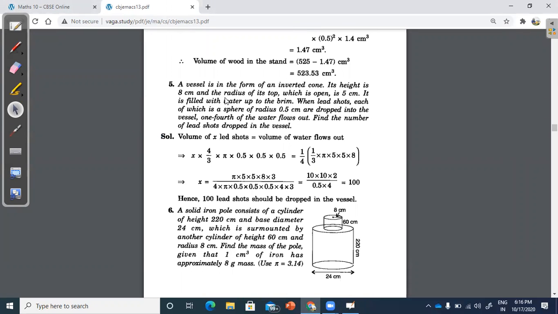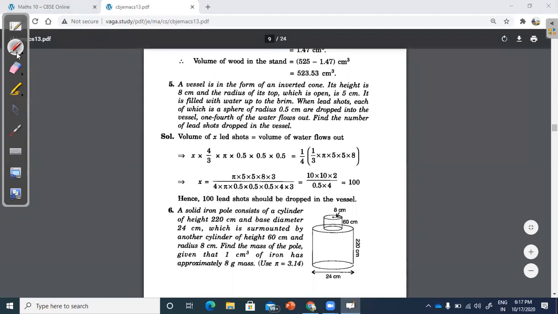Moving on to question number 5. A vessel is in the form of an inverted cone. The height is 8 and the radius of the top, which is open, is 5. It is filled with water. When lead shots of radius 0.5 are dropped, then 1/4 of the water is flowing out.